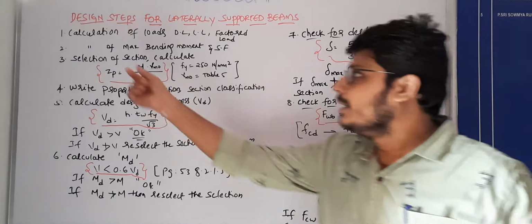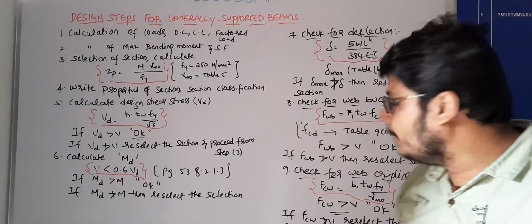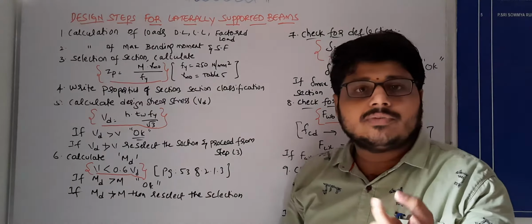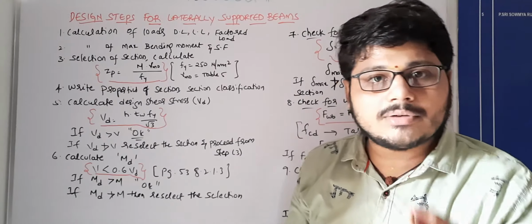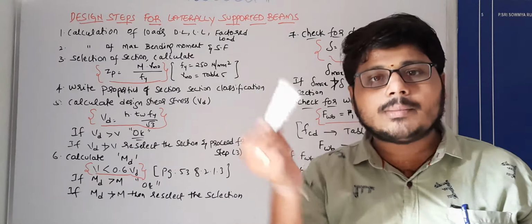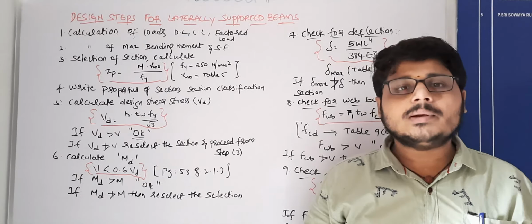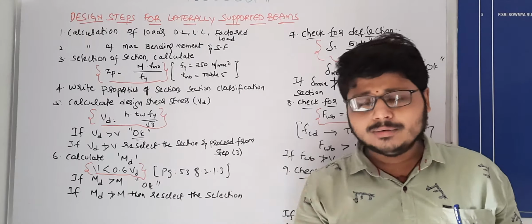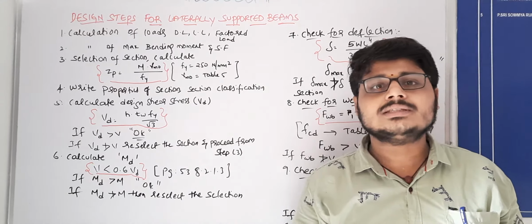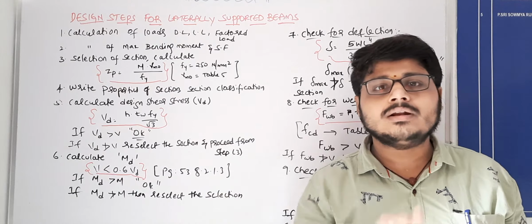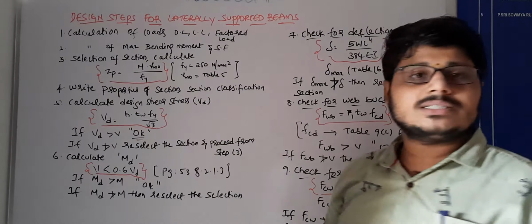Second step, calculate the maximum bending moment and shear force. For a simply supported beam, maximum bending moment is WL squared by 8, and for a cantilever beam it is WL squared by 2. Shear force is WL by 2 for simply supported, and WL for a cantilever. Bending moment means force into perpendicular distance. Shear force means the force acting on the member.